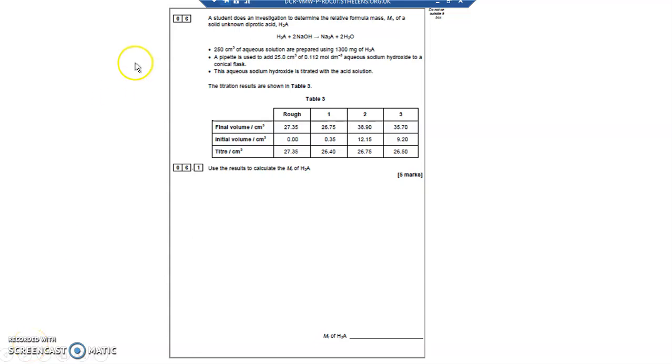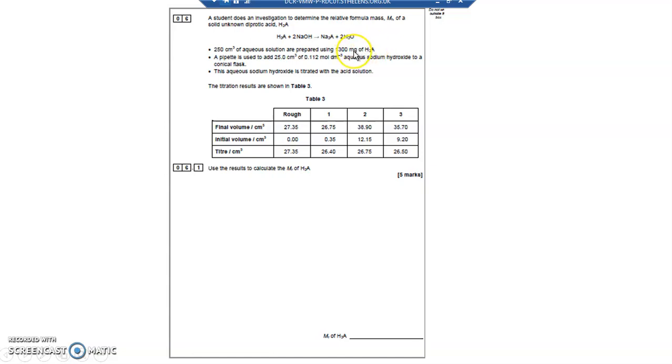Question 6, I've got a diprotic acid, H2A. A diprotic acid means that 1 mole of the acid reacts with 2 moles of something like sodium hydroxide, which is a base or an alkali, so 1 to 2. That's going to be important later on in my calculation, I'm sure. 25 centimetres cubed of aqueous solution are prepared using 1,300 milligrams of H2A.